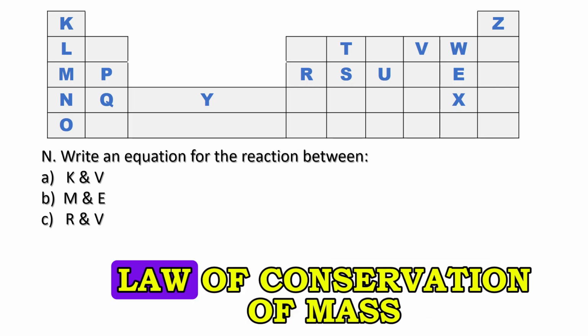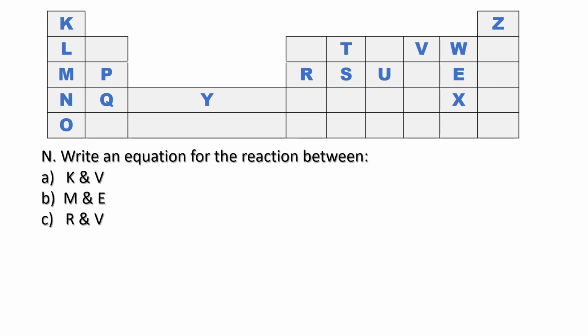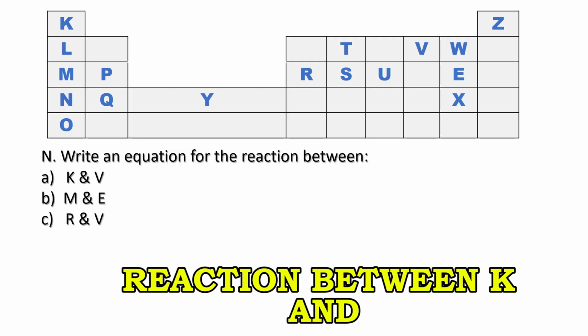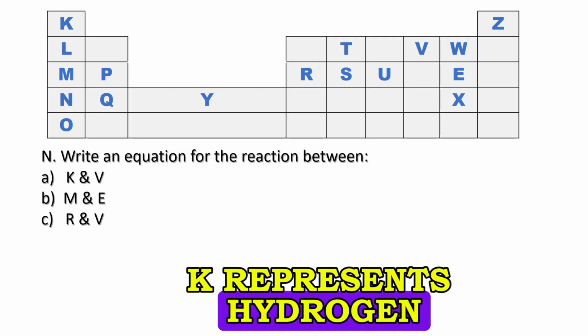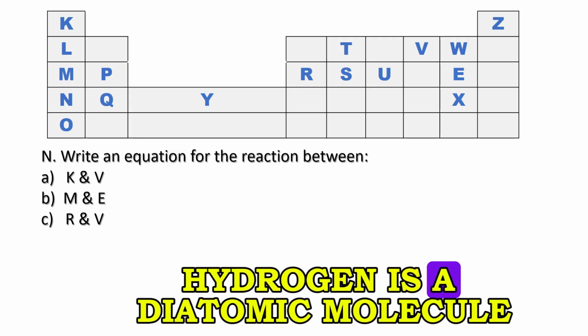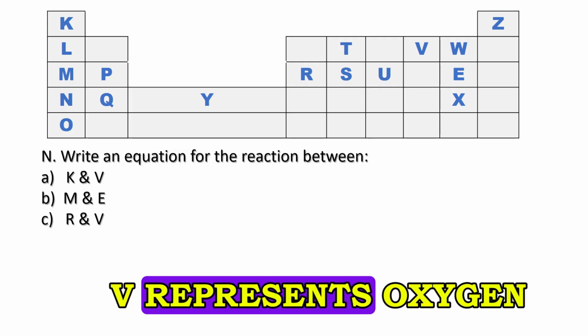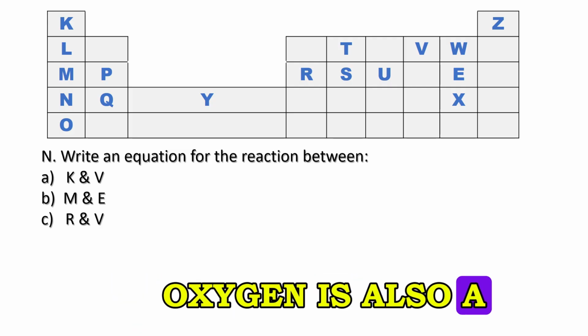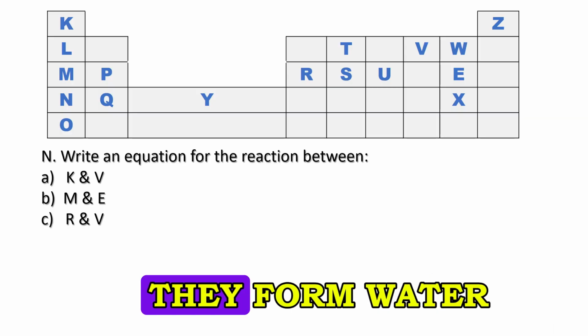This is called the law of conservation of mass. Let's go through each part carefully. Reaction between K and V. K represents hydrogen, H2, a diatomic molecule. V represents oxygen, O2, also a diatomic molecule. When these two react, they form water, H2O.